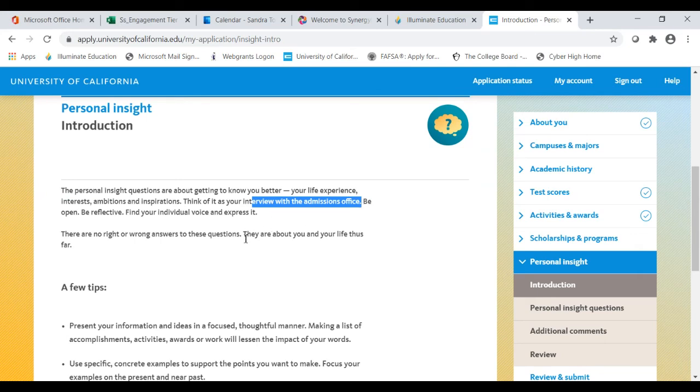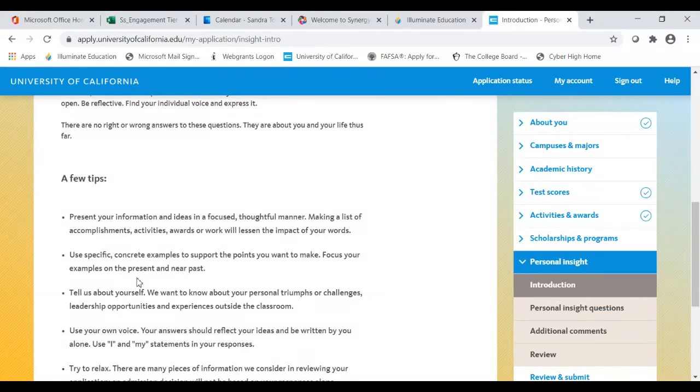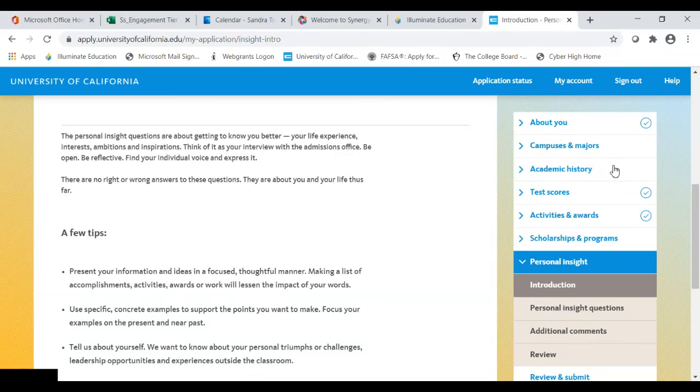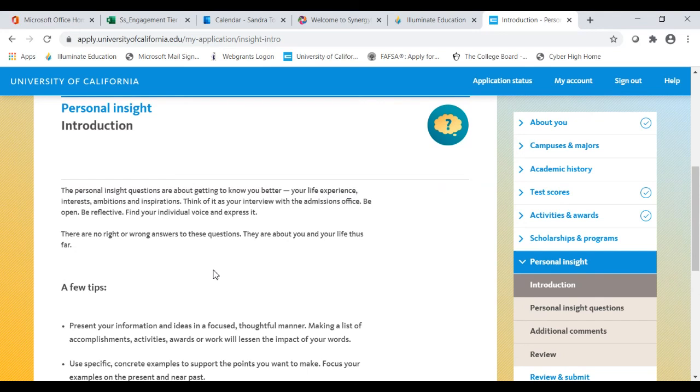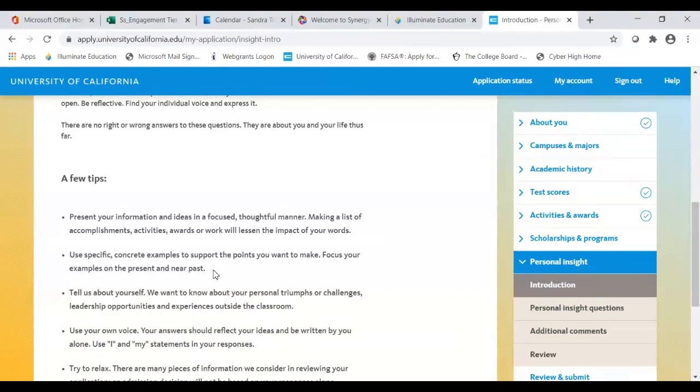Think of it as what makes you stand out versus the person next to you, versus another student from another school. So this is your opportunity to shine, to share, to express things that you have not shared or expressed in any of the other areas. They don't want you to repeat things that you already shared with them in the other sections. When they say personal insight questions, they want more of you. So this becomes very personal.